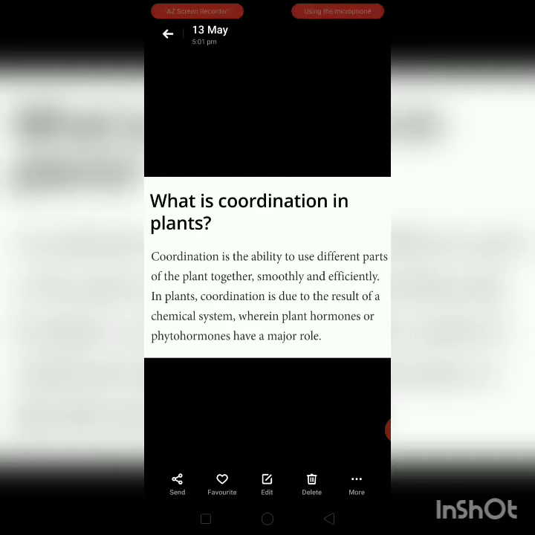Plants have different parts, just like our body has different parts. Plants have leaves, stem, branches, roots, and flowers. So coordination means all the different parts of a plant working together for the growth and development of the plant. That is called coordination.